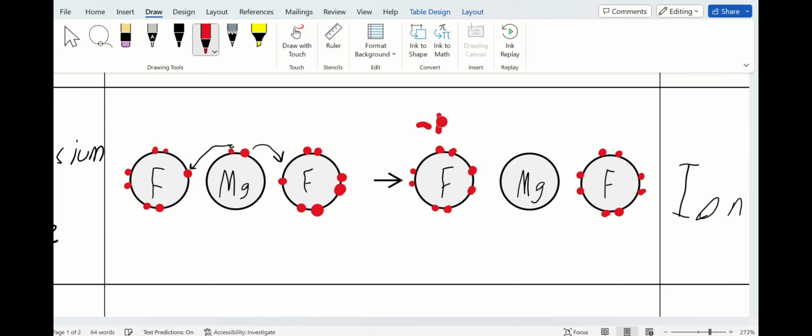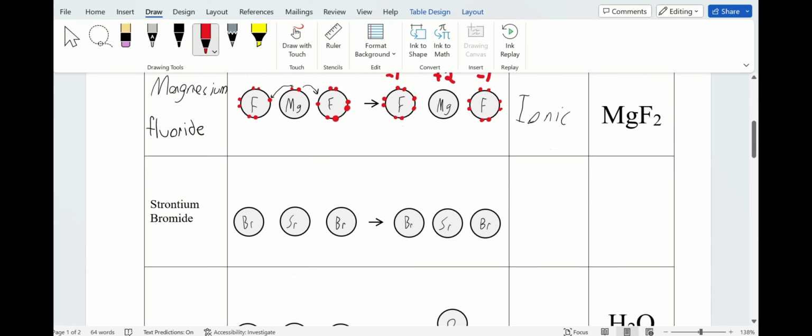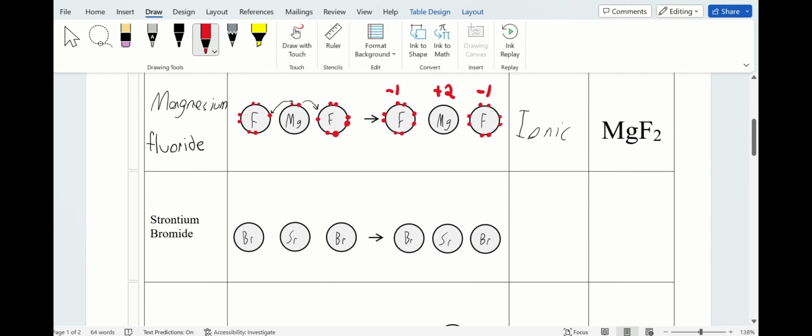So for this, it's -1, -1, and +2. Right? So that's our ionic one. That's magnesium fluoride. We're going to go ahead and scroll down to the next one, which is strontium bromide.